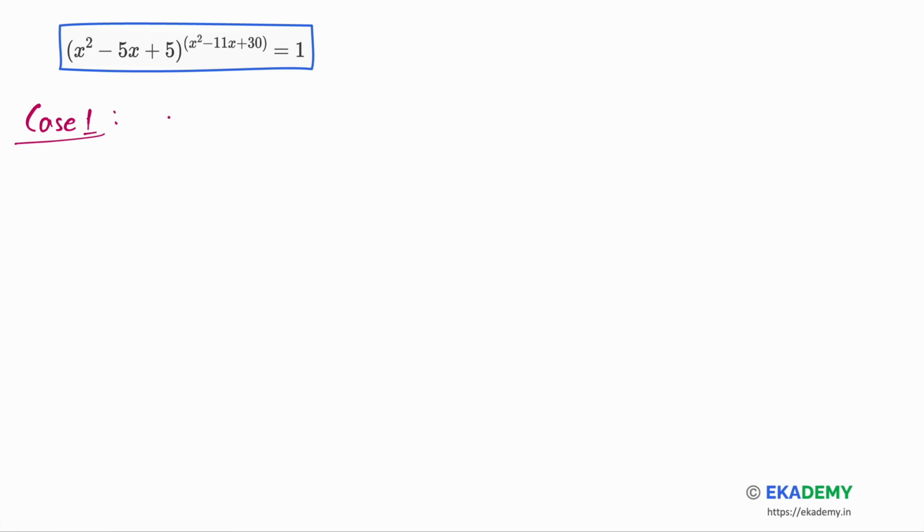That means a raised to the power 0 is always 1. That means here b is 0, right. This is b, that means this was b, right. So, that is x square minus 11x plus 30 equals 0. And we can solve this.